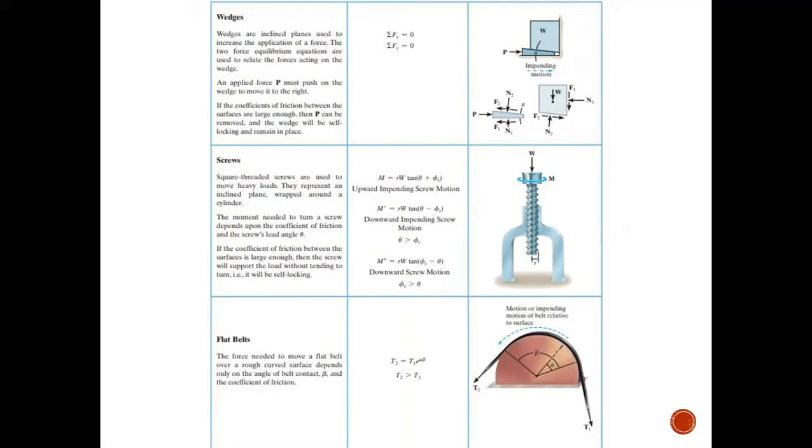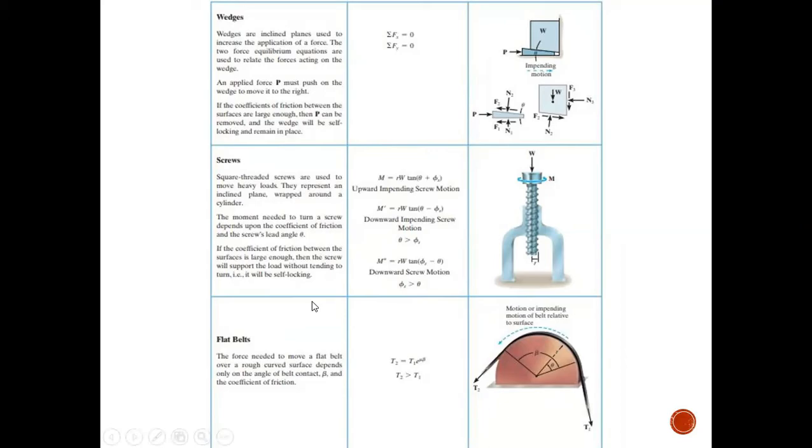Wedges are inclined planes used to increase the application of a force. The two force equilibrium equations are used to relate the forces acting on a wedge. An applied force P must push on the wedge to move it to the right. If the coefficient of friction between the surfaces is large enough, then P can be removed, and the wedge will be self-locking and remain in place.